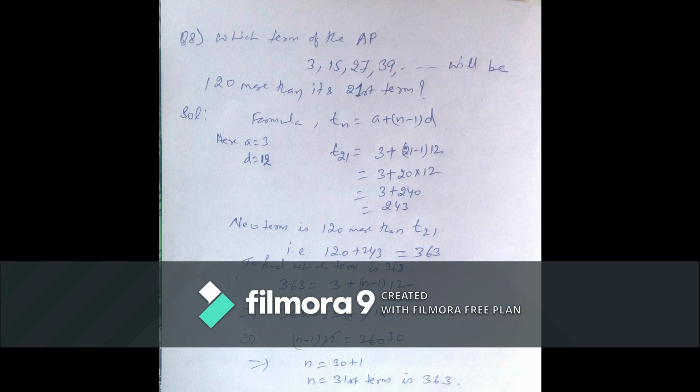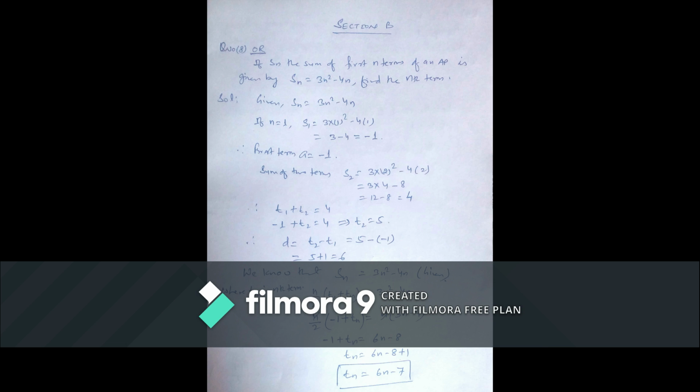Okay, so then we are going to solve the next question, right? Okay, so next question we are solving now. This was given in question number 8. So what it is, if Sn, the sum of first n terms of an AP, is given by Sn is equal to 3n square minus 4n. Okay, and we need to find the nth term.